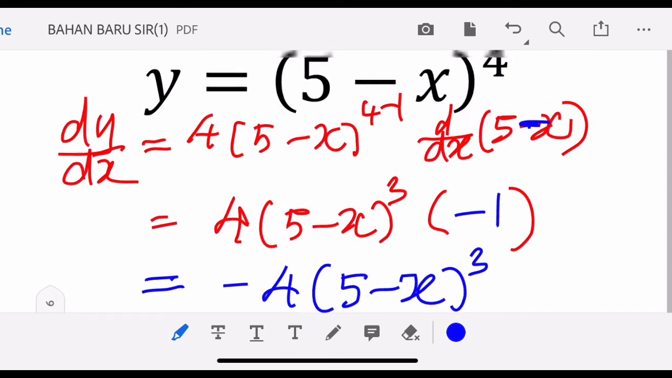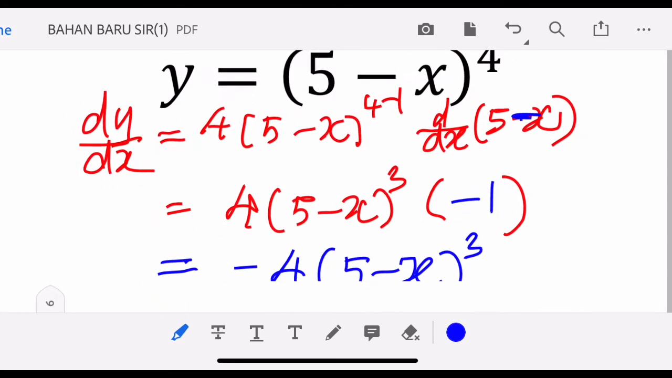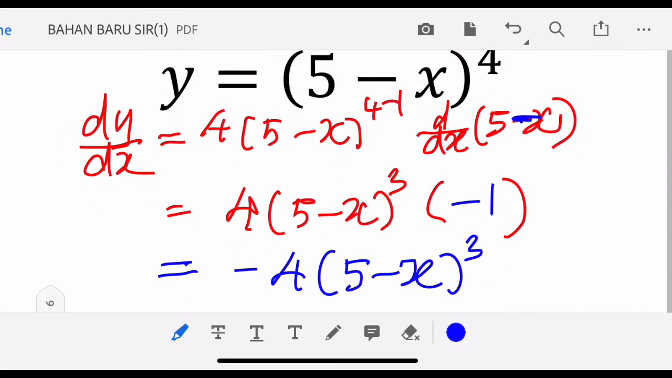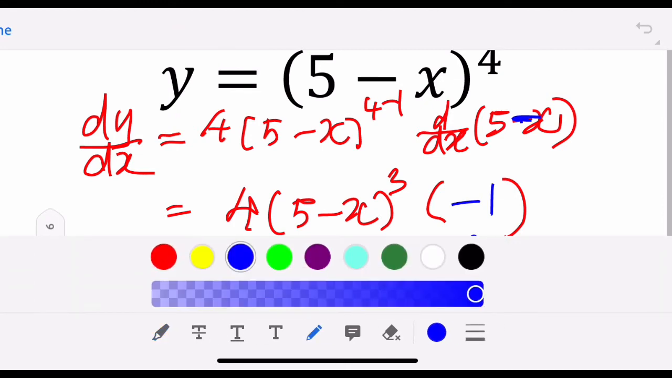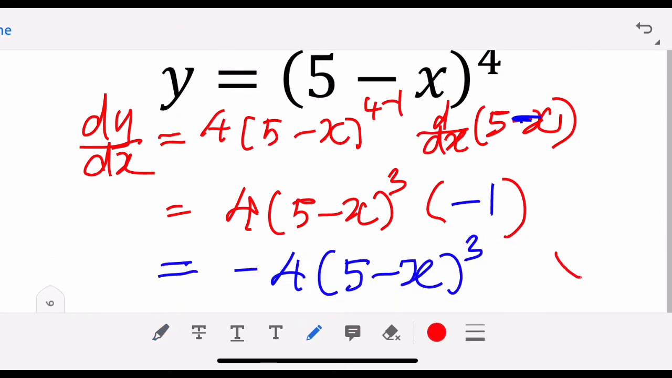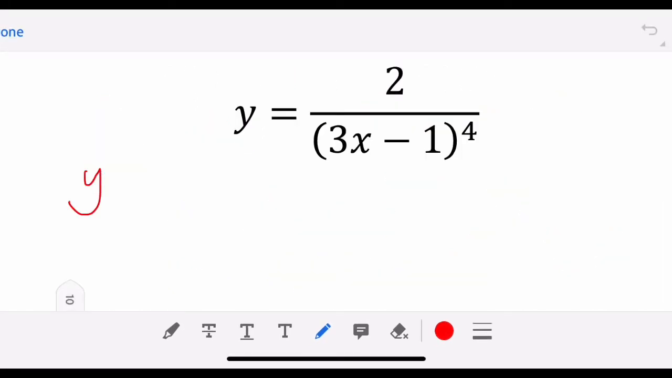If you keep on practicing, then the skills of differentiation will be with you. When you want to apply them in solving problems, it will become very easy. Be happy and try to practice consistently. Now let's see, this one is actually almost the same as just now.